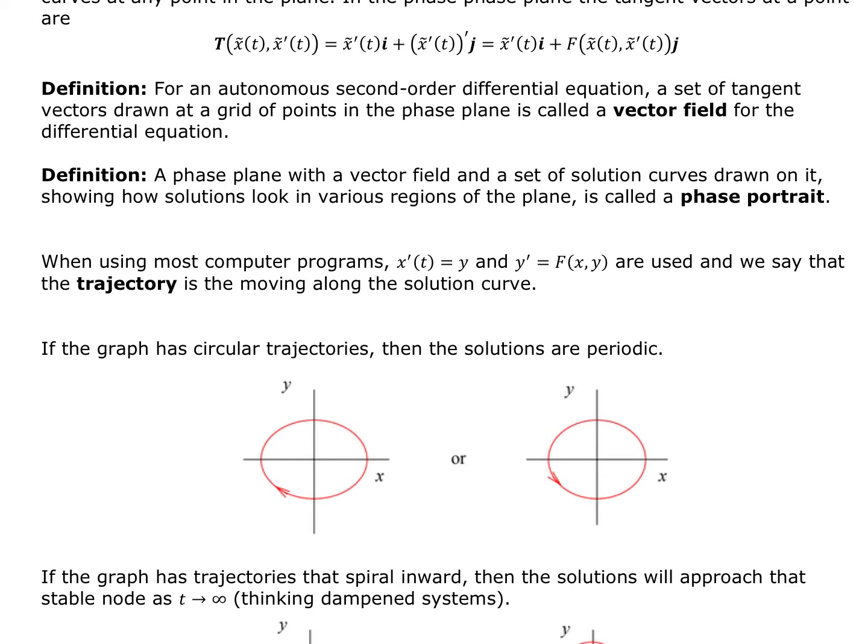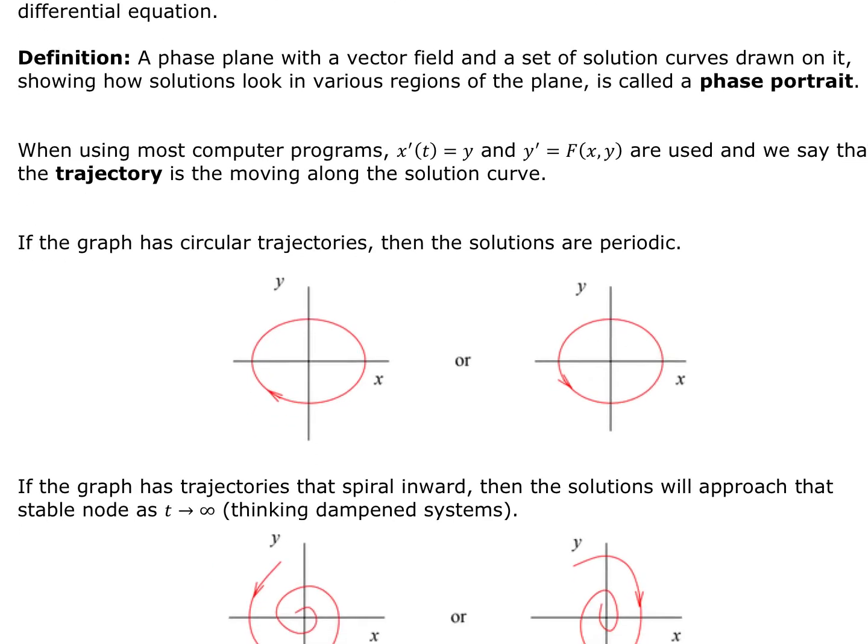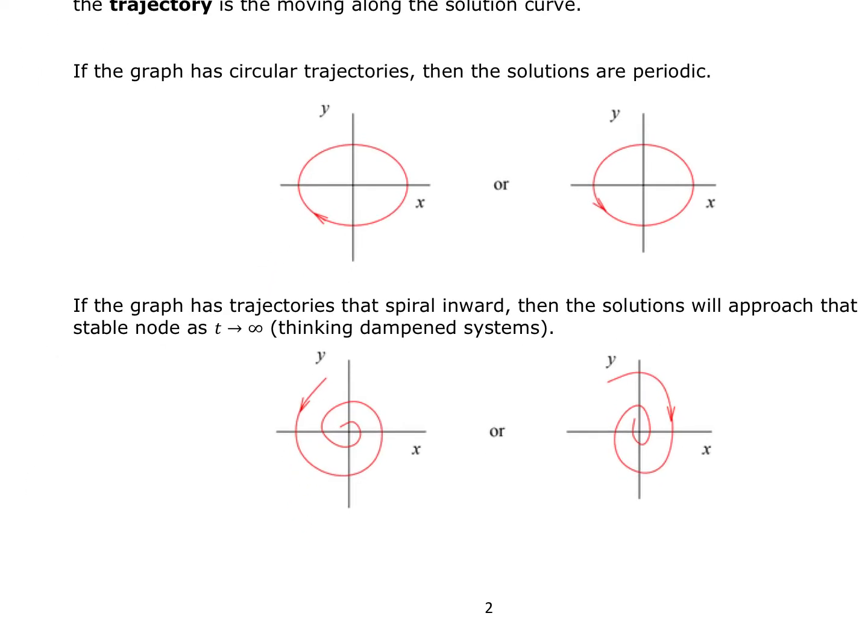When using a computer program, x prime of t is equal to y and y prime is equal to f of x, y are used, and we say that the trajectory is moving along the solution curve. If the graph is a circular trajectory, then the solutions are periodic. So it looks like this or like this, depending on the rotation. If the trajectories spiral inward, then the solution approaches a stable node as t goes to infinity. Think of a dampening system. It doesn't matter if I start and go clockwise or counterclockwise, I'm still going toward the origin.